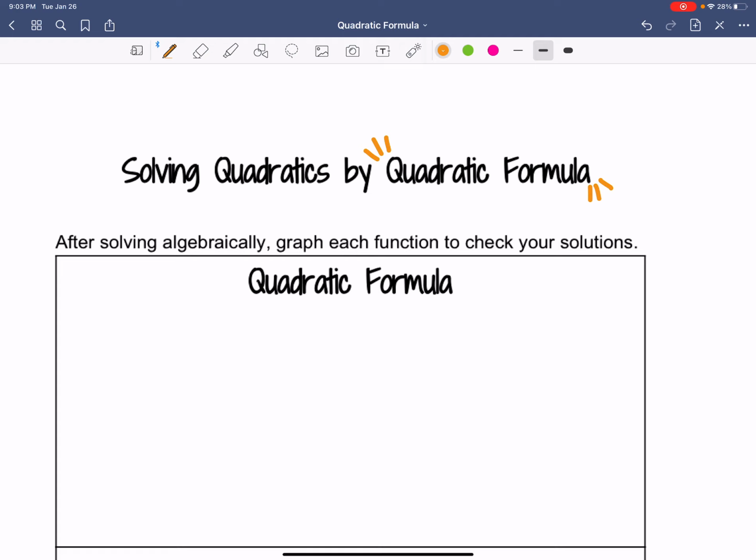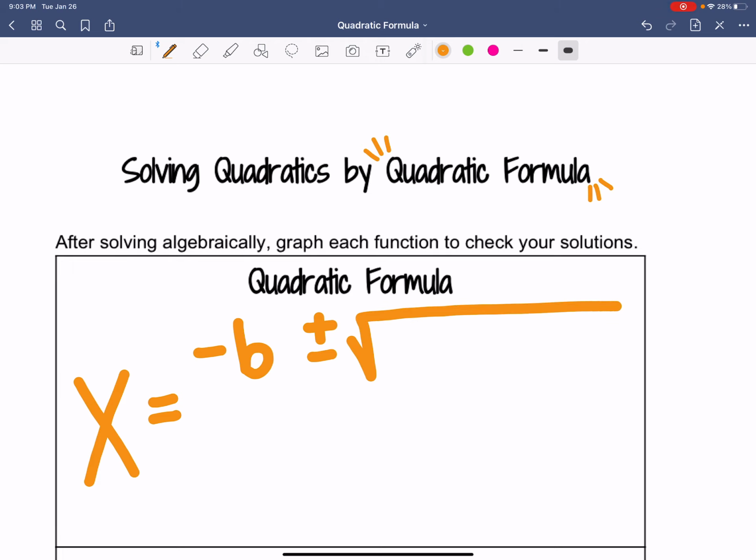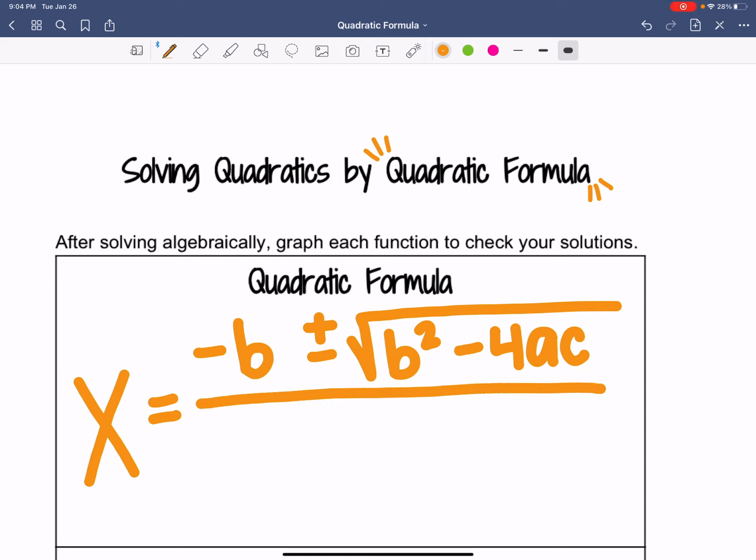So the quadratic formula, we're just going to get right to it. It solves for x and it gives you both potential answers. So the formula is x equals negative b plus or minus the square root of b squared minus 4 times a times c, and that is all divided by 2 times a. So this is the quadratic formula.